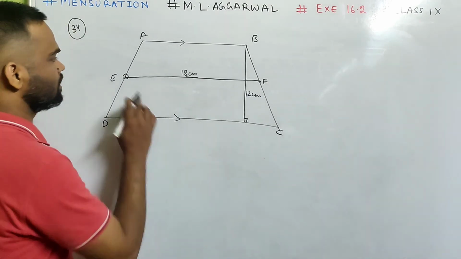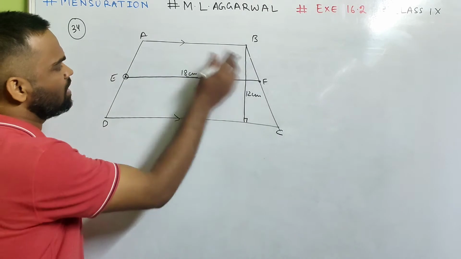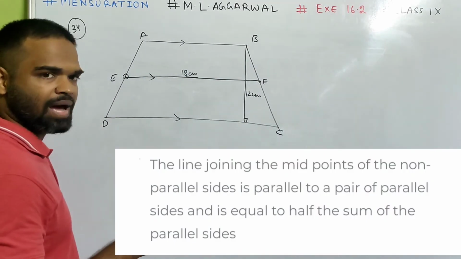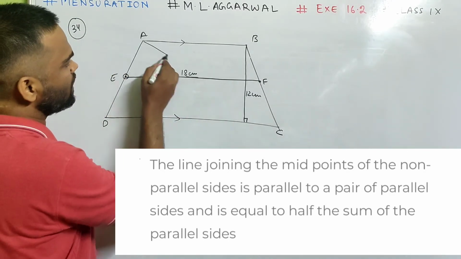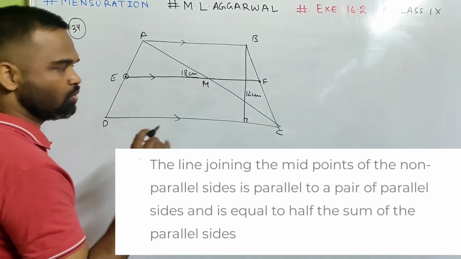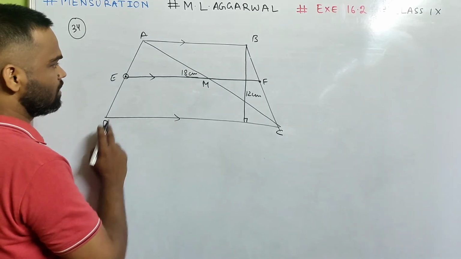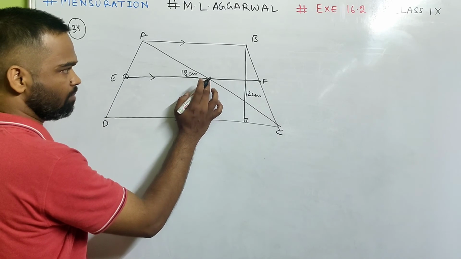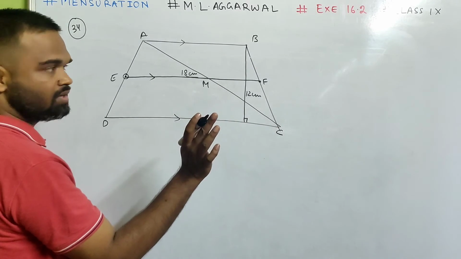They need the area of the trapezium. Now look carefully. E and F are the midpoints of AD and BC respectively, which means AB will be parallel to DC, will be parallel to EF. These three lines will be parallel. Now go back to the midpoint theorem. If I join AC, suppose this is M, then E is the midpoint of AD and EM is parallel to DC, which means by converse of midpoint theorem, M will be the midpoint of AC, isn't it?